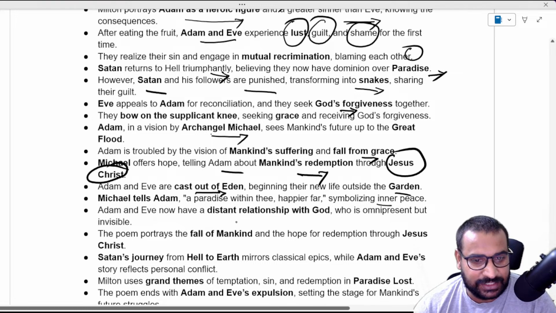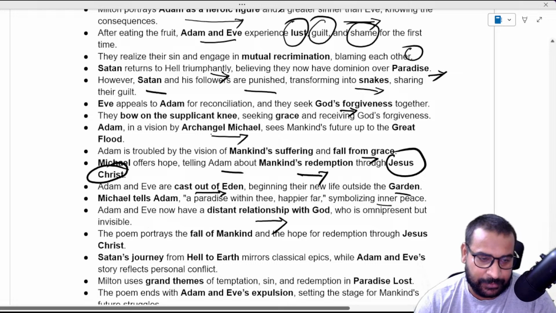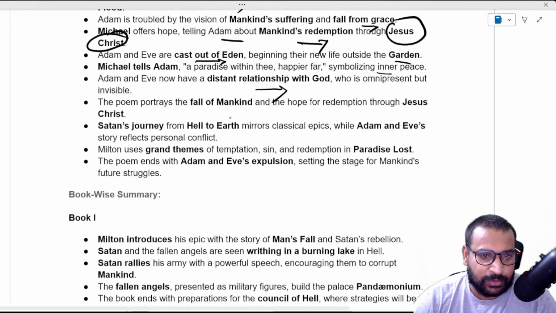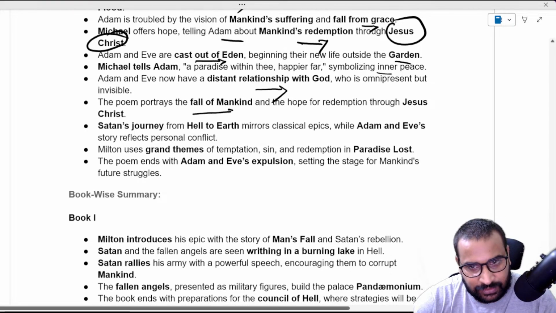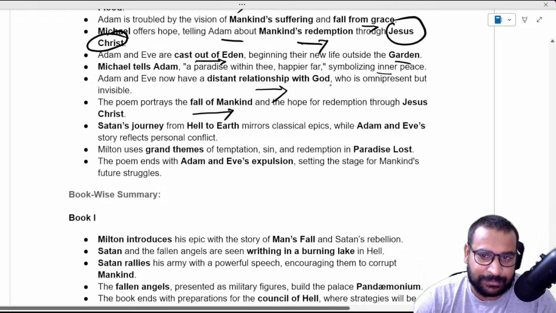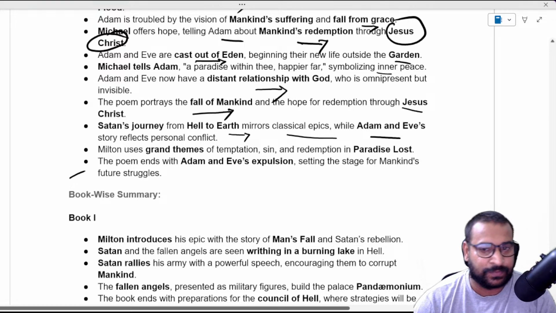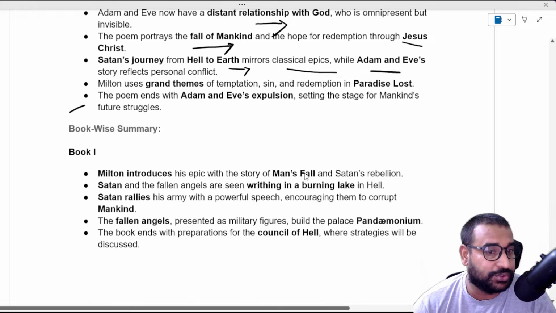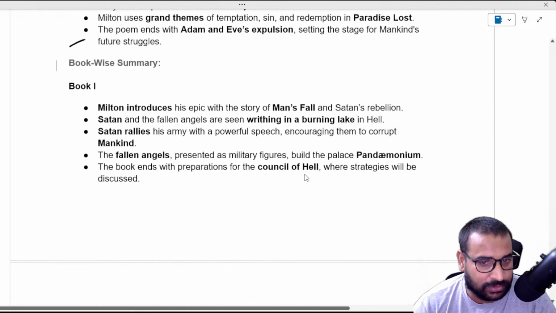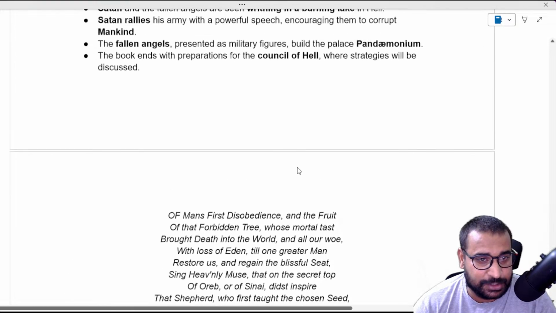Adam and Eve now have a distant relationship with God, who is omnipresent but invisible now. And the poem, as you know, portrayed what? The fall of mankind, and this will get redemption by whom? Jesus Christ. Satan's journey from hell to earth mirrors what? Classical epics, while Adam and Eve's story reflects personal conflict. So that is all about the summary altogether, but you should know what happened in each book, and for that I have a summary for each book.